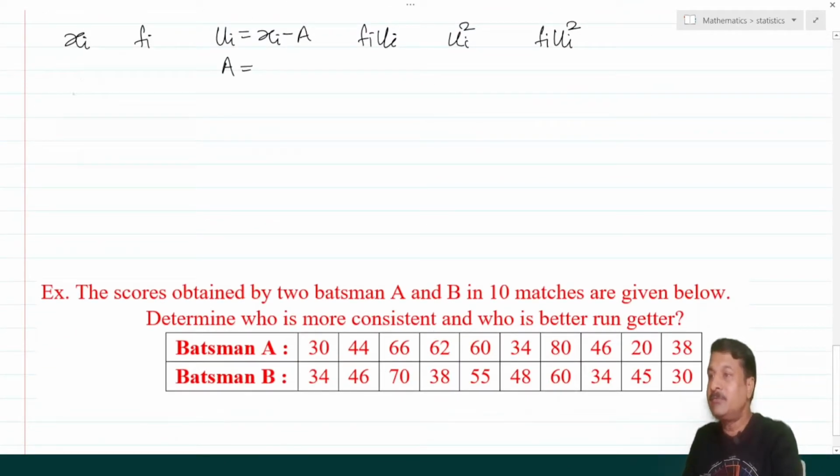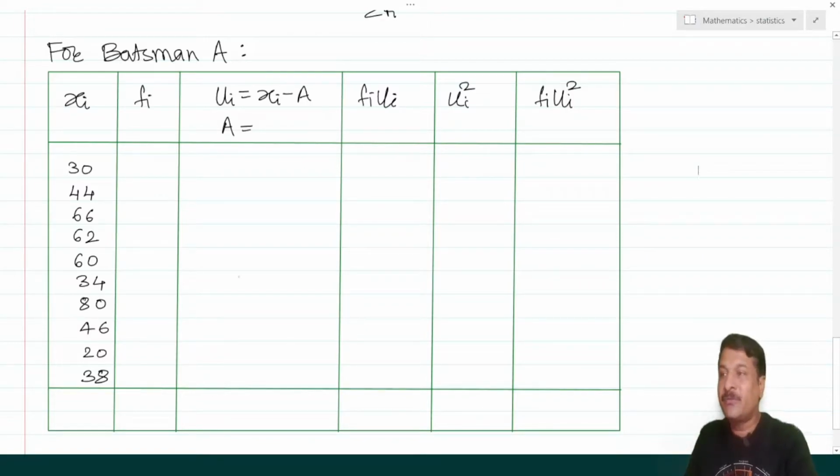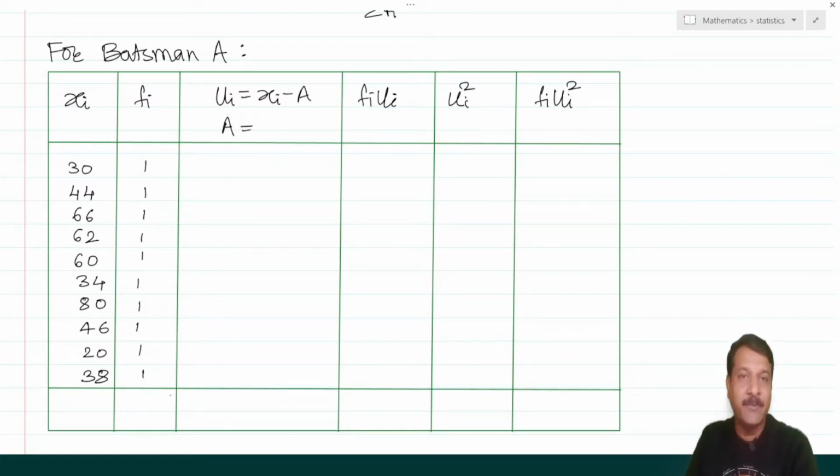Now here the values of xi you consider 30, then 44, then the remaining. So obtain a table. Definitely the xi value is given, and the corresponding frequency is 1, 1, 1, 1, 1. Note that in practice you need not write fi; you can neglect fi here. But to generalize the things I am taking fi here. Otherwise in the exam you can take directly xi, then ui square, finish.